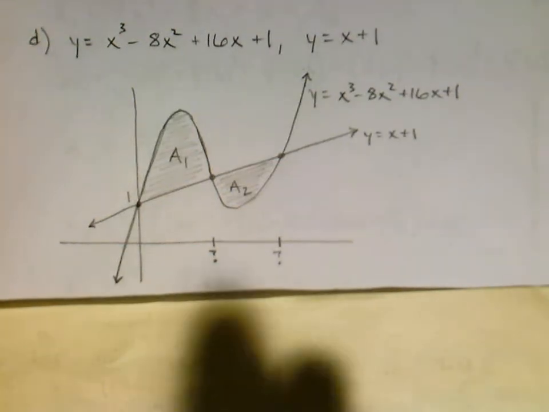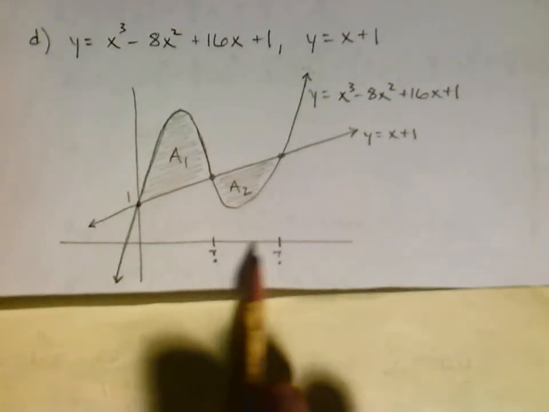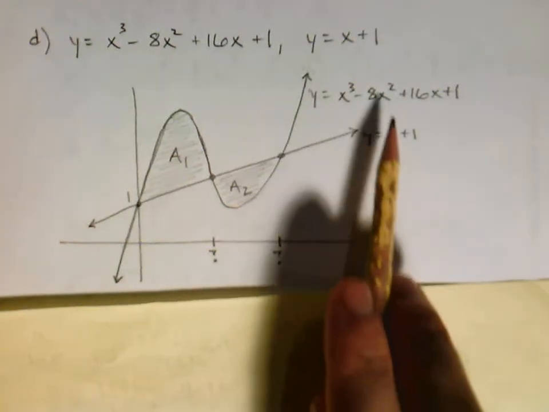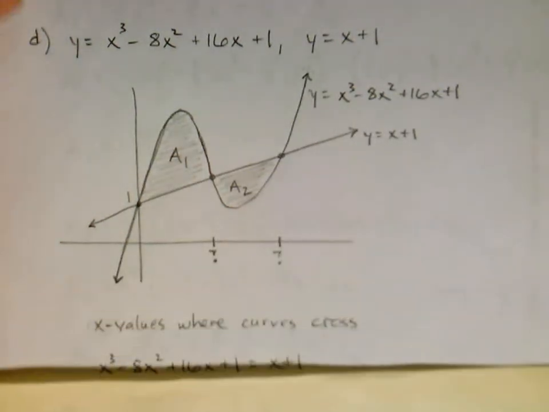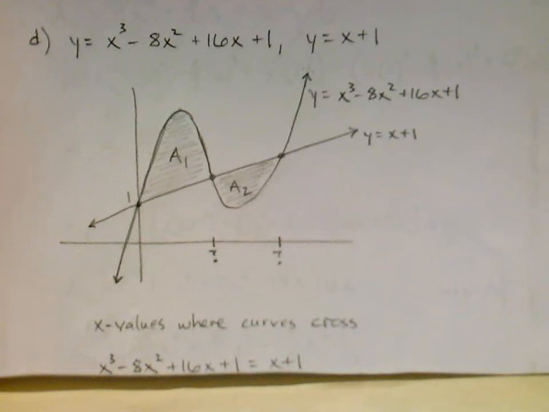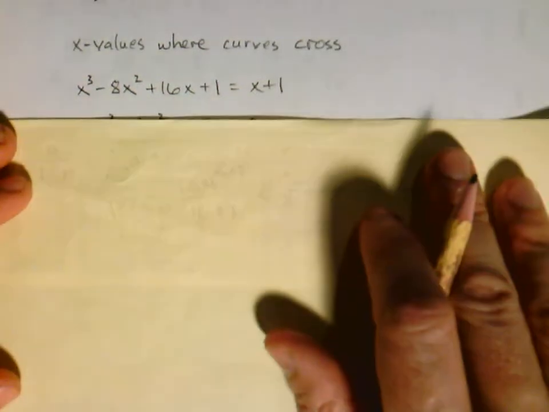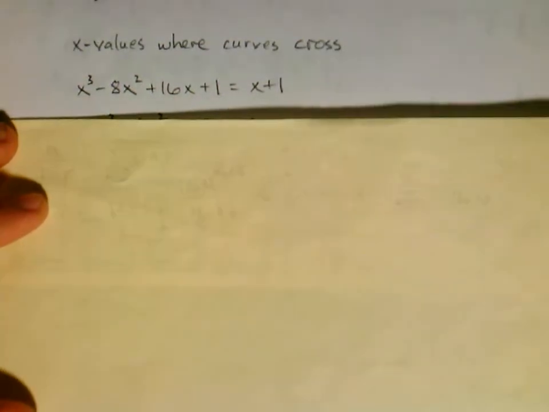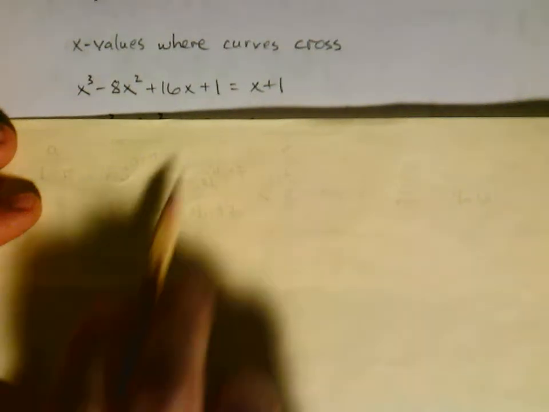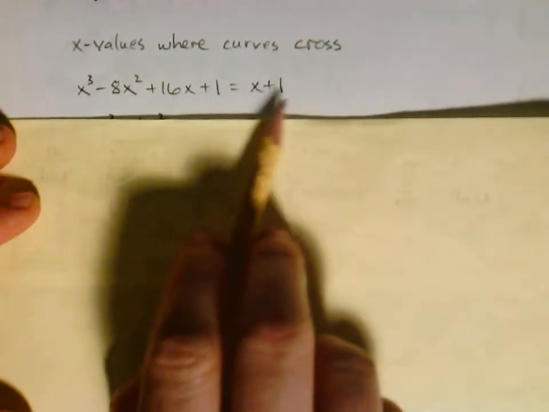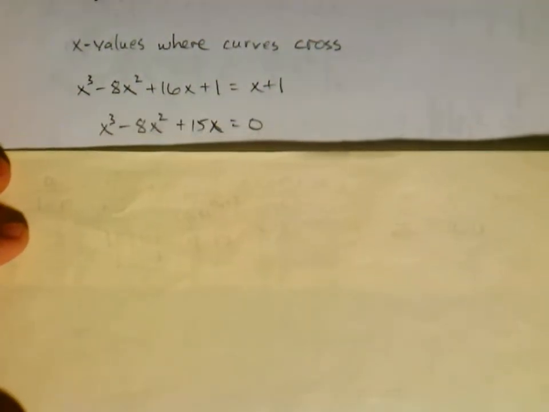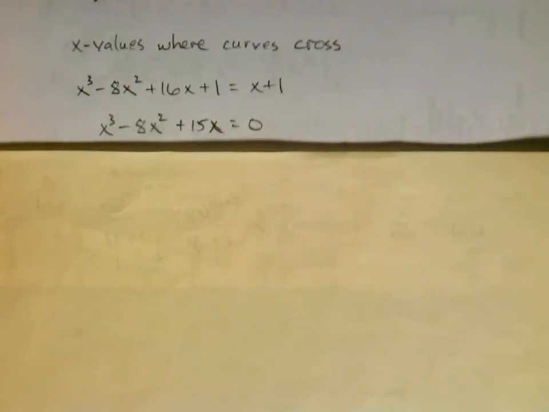Okay. What to do from here? All right, we got to find those 2 locations. Well, that's when the 2 equations are equal, right? X values where they cross. Set the equations equal and solve for x. Now, I'm not going to spend a lot of time on this. Here we go. We're going to subtract everything to one side and set it equal to 0. Turns out those 1's cancel out, and that's really nice. We've got x to the third minus 8x squared plus 15x equals 0.